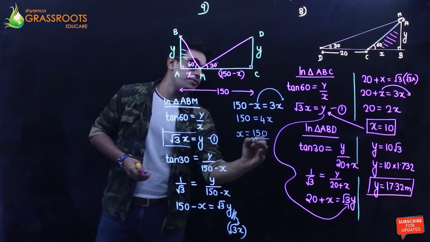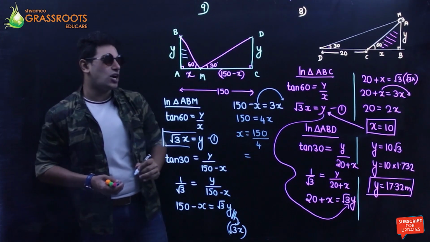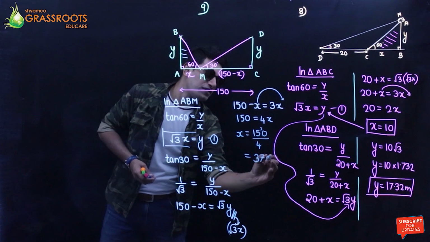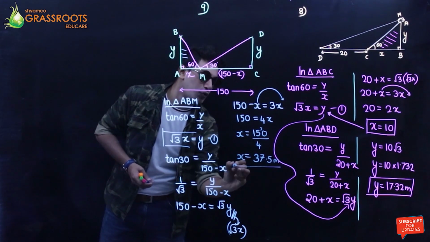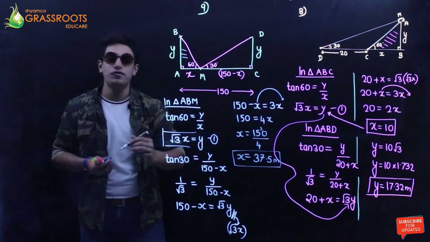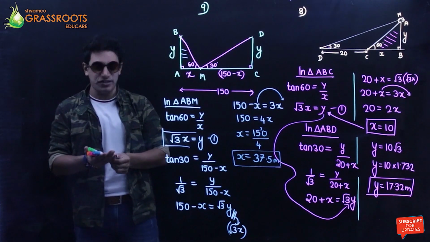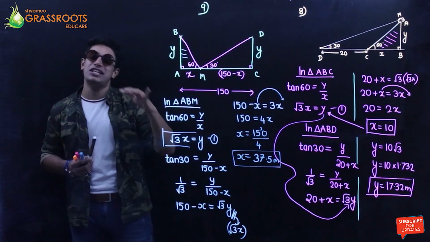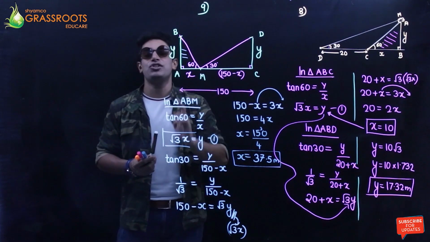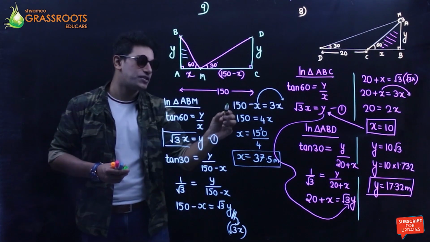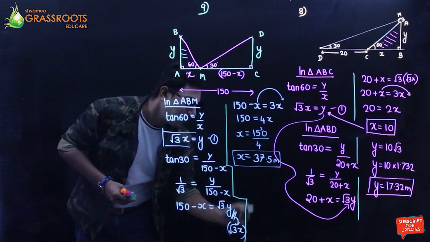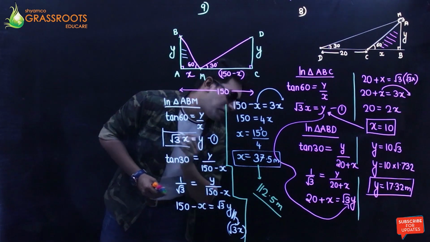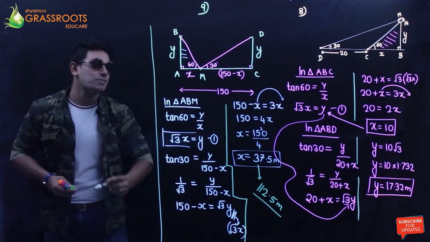x is 150 divided by 4. I guess that's 4 ones are 4, 3 fours are 12, carry forward 3, 4 sevens are 28, 0.5. That means from one of the pillars, the distance of the point is 37.5 meters, and from the other pillar, it should be 150 minus 37.5, which is 112.5 meters. Right? So from one pillar, distance is this, and from the other pillar, it is 112.5 meters. Perfect. So that's my next question.